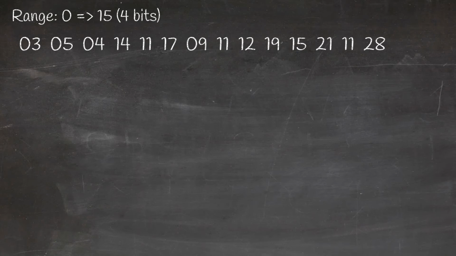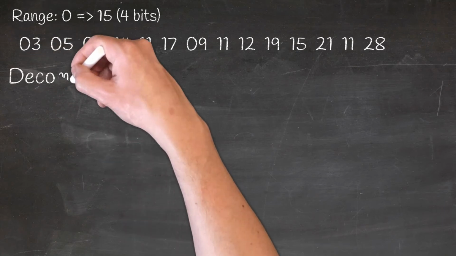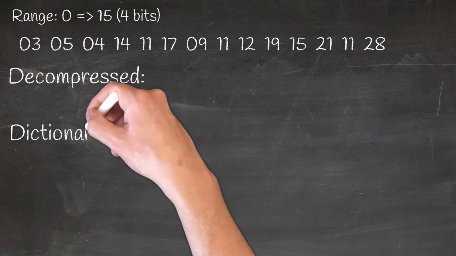Okay, let's get going. First, we have a 3, and 3 is data because it's between 0 and 15. It's not an index. We will just have to put it in the output stream, which is the original uncompressed data.